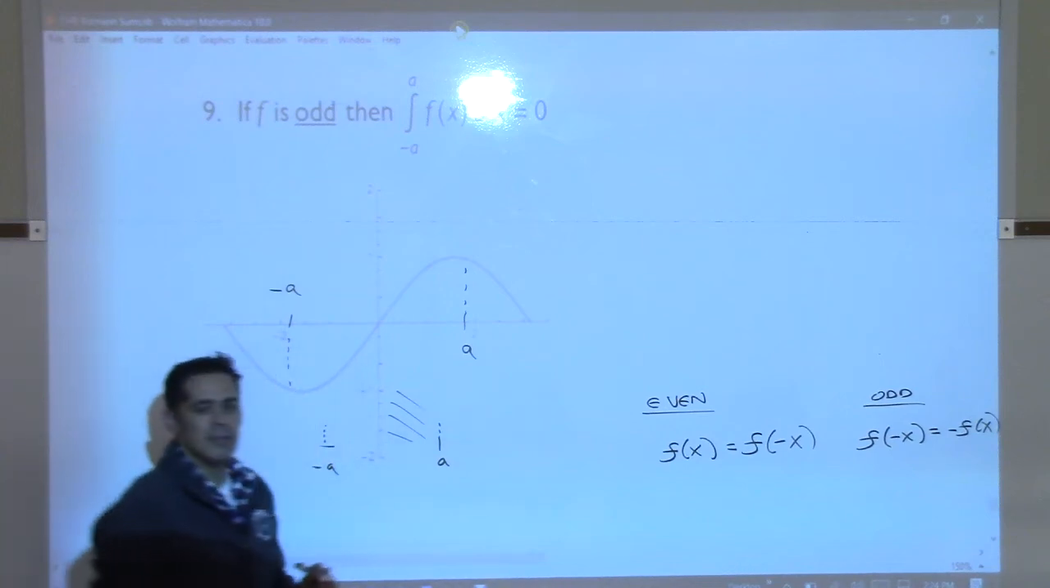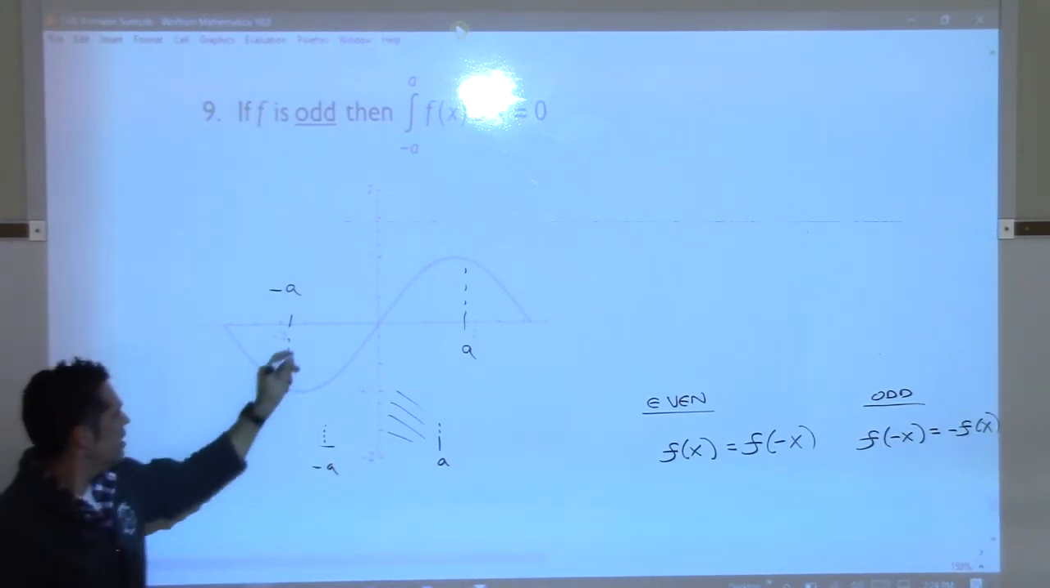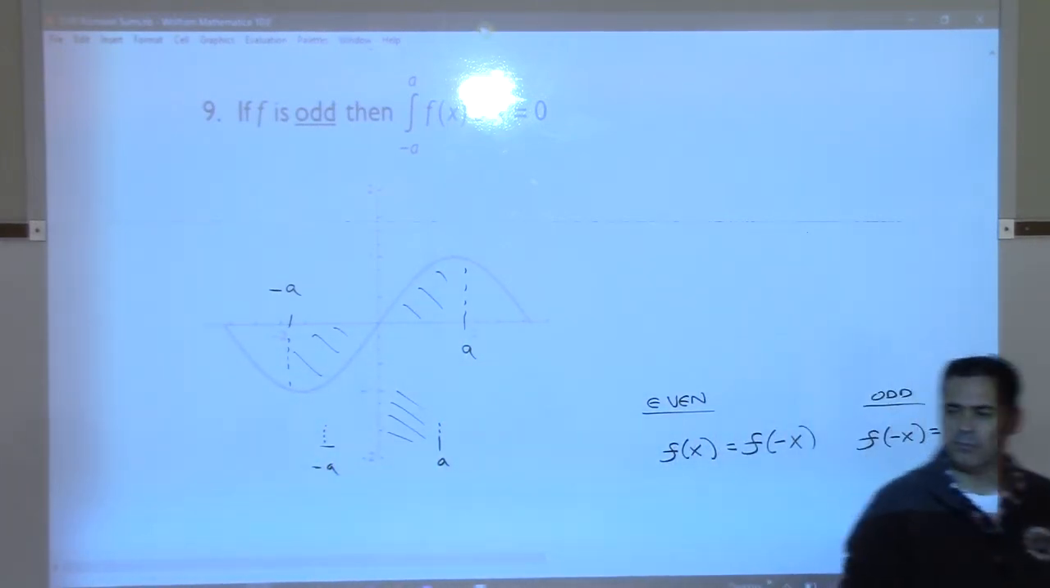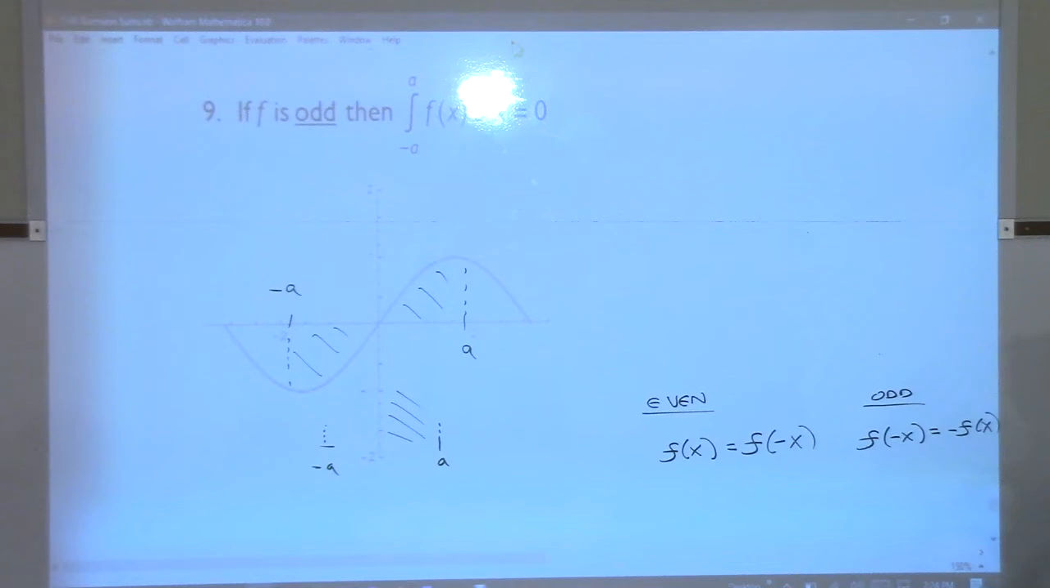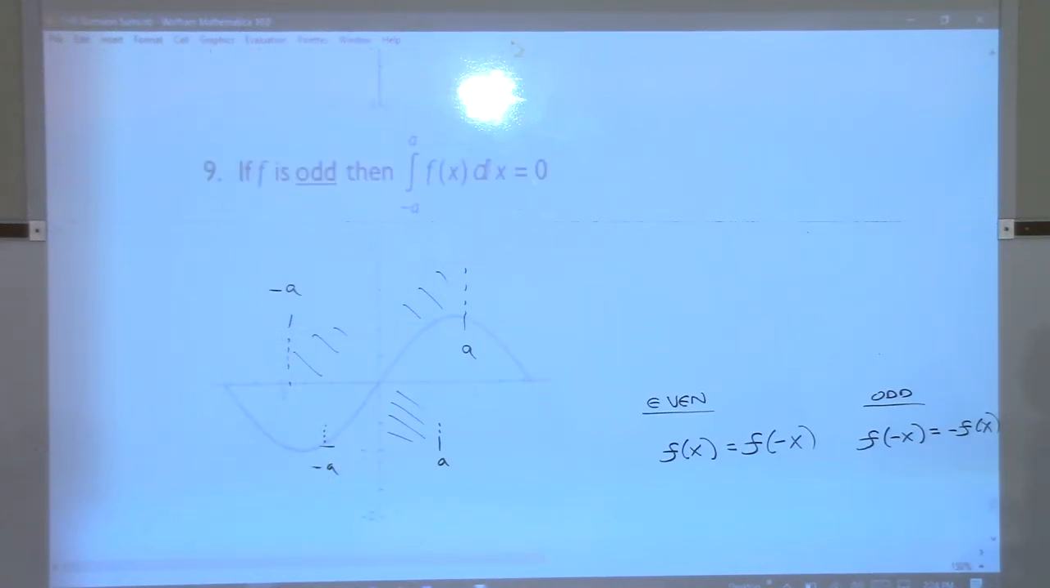Like that. Then those areas will cancel each other out. So you should get 0 there, right? Because one's above, one's below. Okay. All right, there we go.